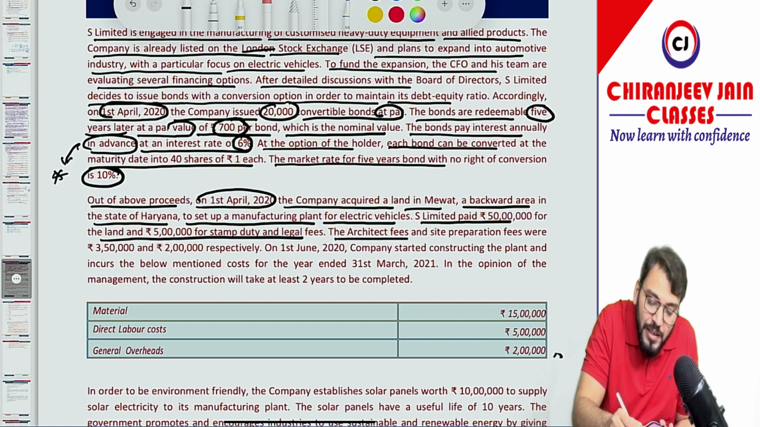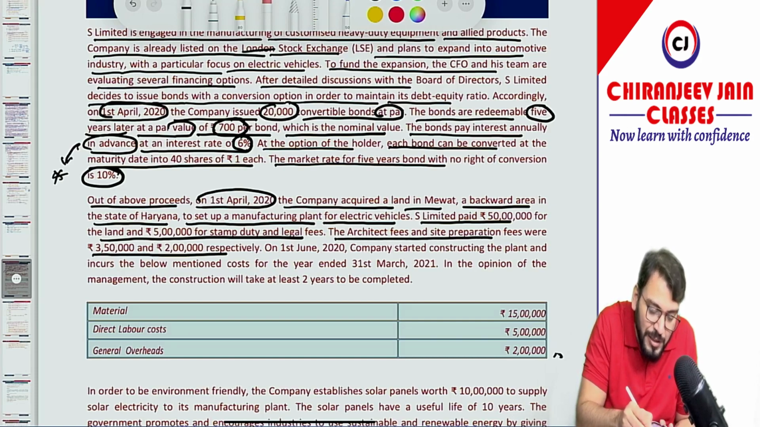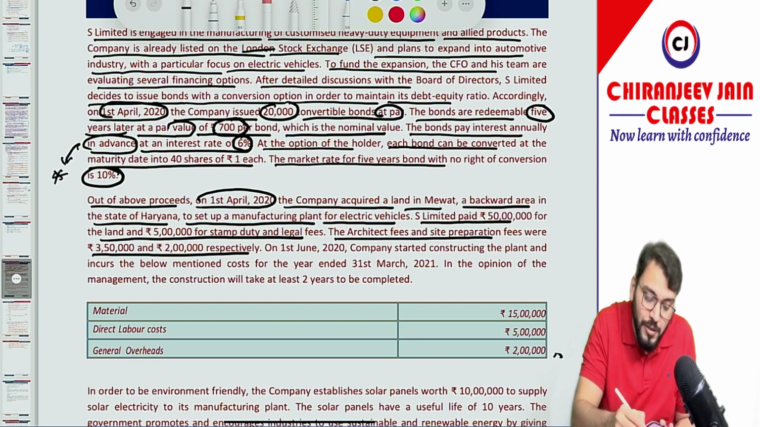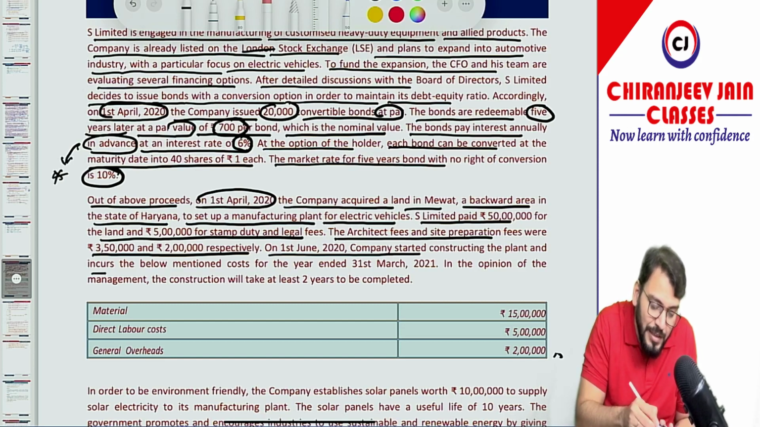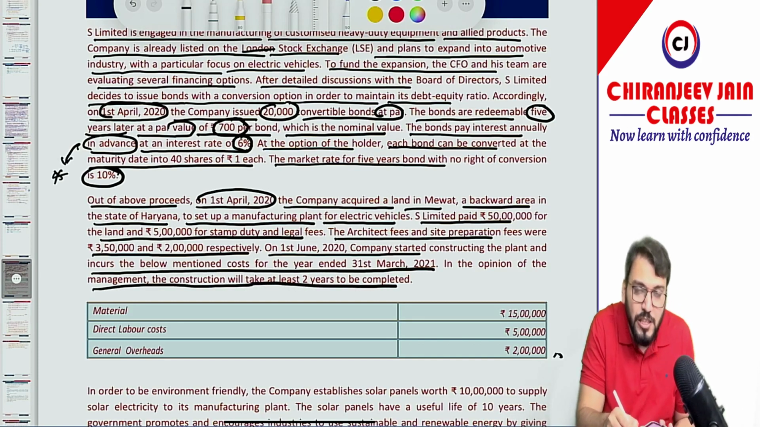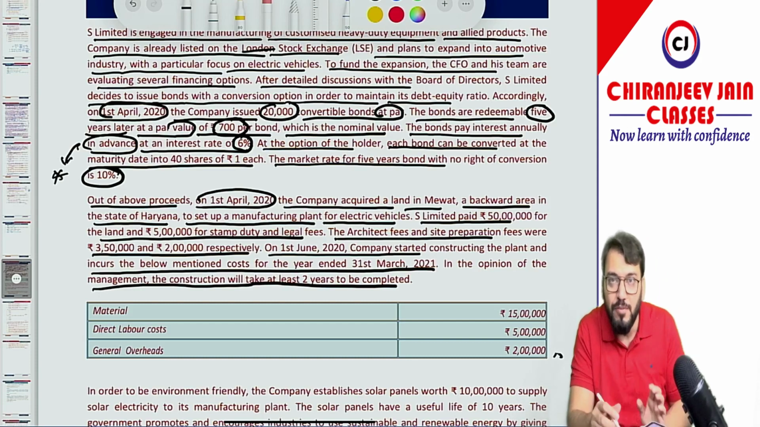The architect fee and the site preparation fee were 3,50,000 and 2 lakh respectively. So architect fee and site preparation fee will be also capitalized in the cost of building. On 1st June 2020, the company started constructing the plant and incurred the below mentioned cost for the year ended 31st March 2021. In the opinion of the management, the construction will take at least 2 years to be completed. Of course, the plant will be a qualifying asset.